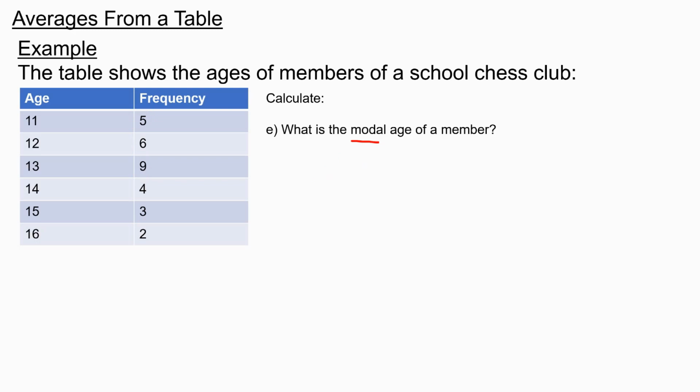Finally, what is the modal age of a member? This is basically asking you for the mode. And the mode is the age which will have the highest frequency, which is 13.